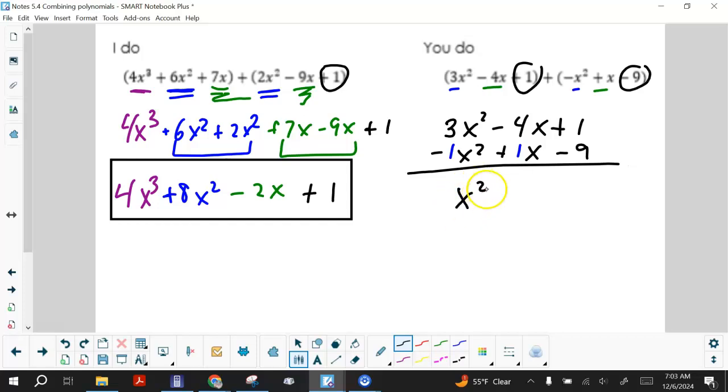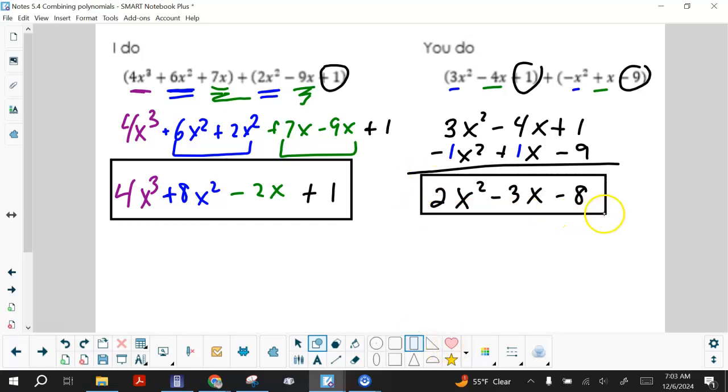You have an x squared term that's going to have a positive 2 in front, because 3 minus 1. And now I have a negative 4 and a positive 1, which is negative 3x. And the last one is the constant, so negative 9 plus 1, or 1 minus 9, would be negative 8. And there you go. There's your completed answer. So if you did the first method, which was grouping them and then combining like terms, or stacking them, I like the stack method much better.